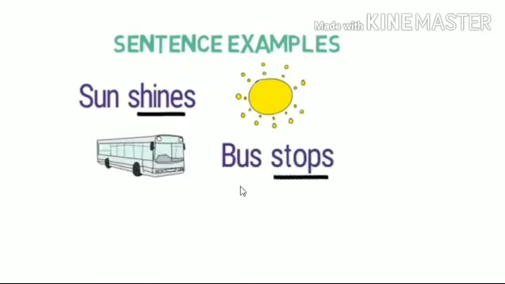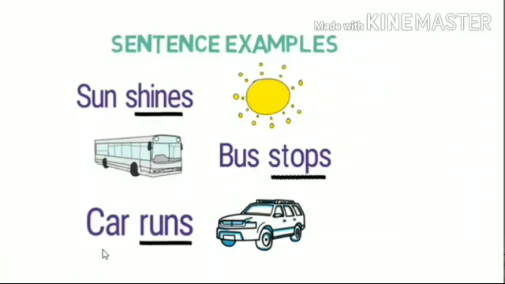Next, bus stops. Here, what action does the bus perform? It stops. So, stops is the main verb here. Next, car runs. Here, what is the activity or action performed by the car? It is running. So, the main verb here is runs. Okay, so these are main verbs.